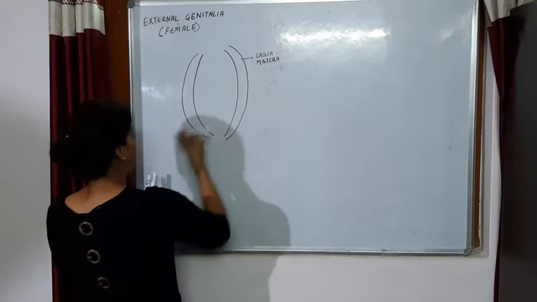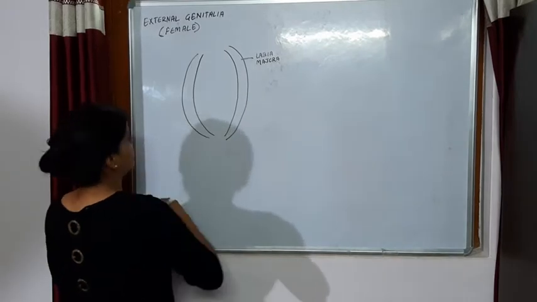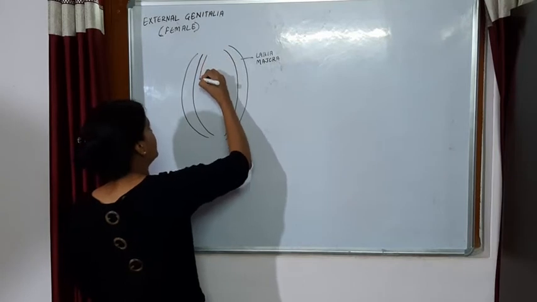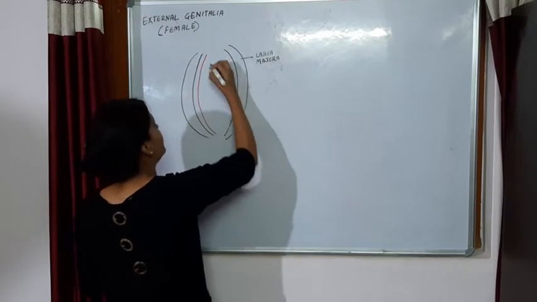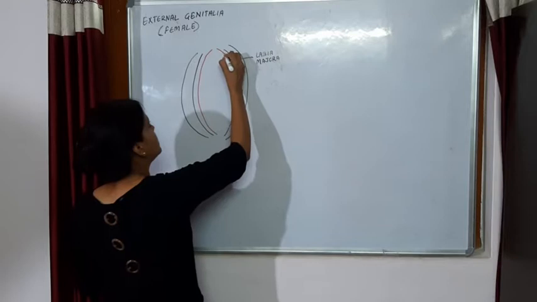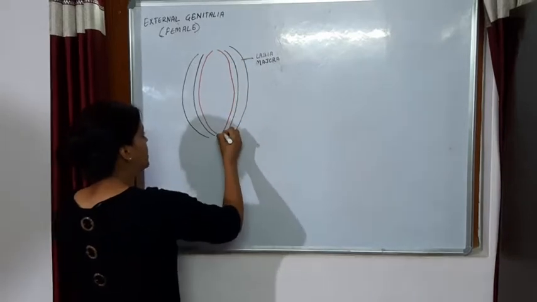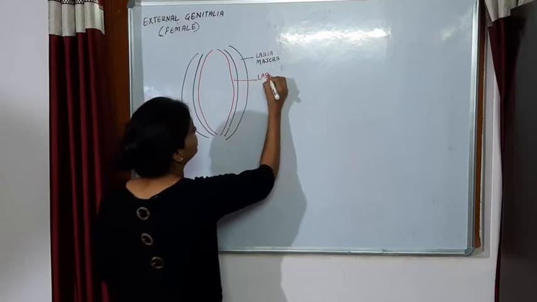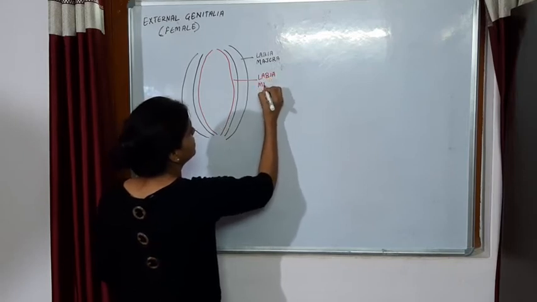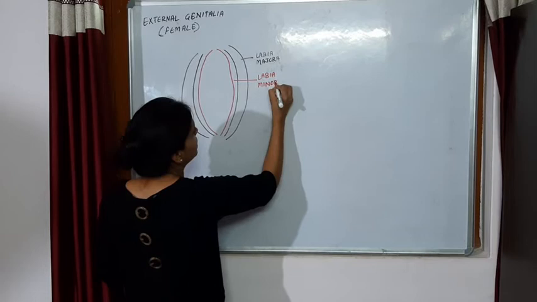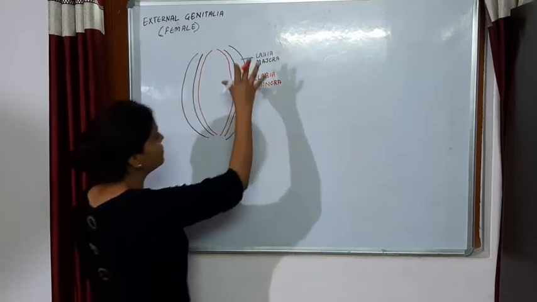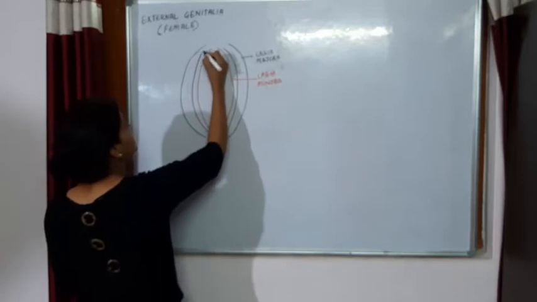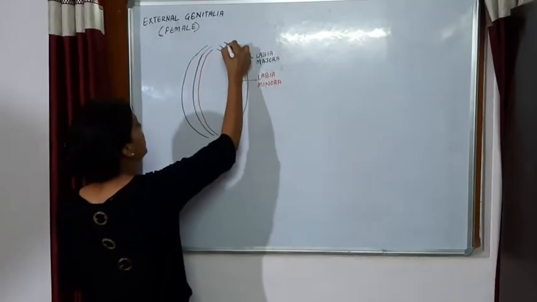Then inner to it is the next folded structure, and that one is called the labia minora. We will move toward the full structure when we complete the diagram part, right? So this is the majora.